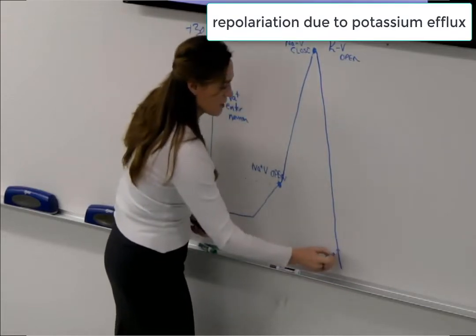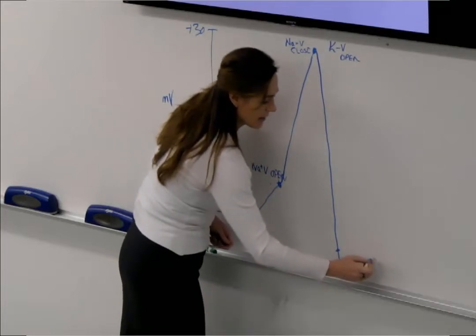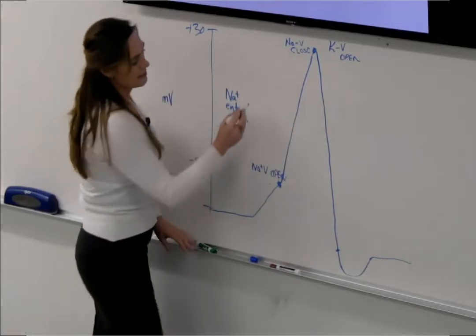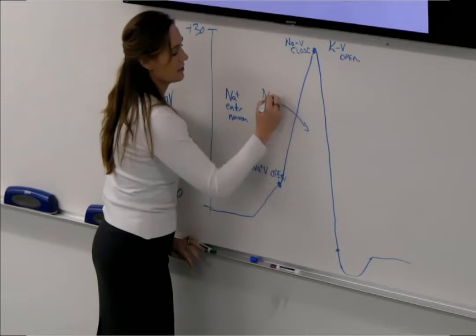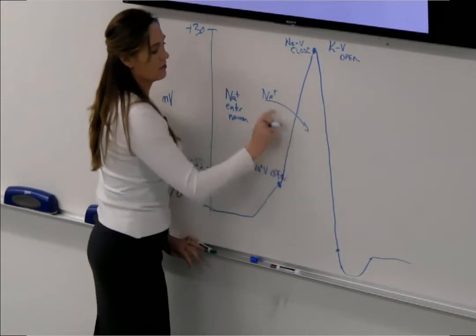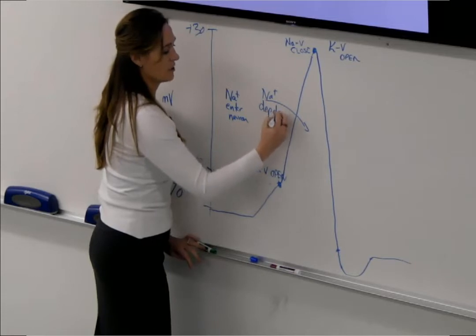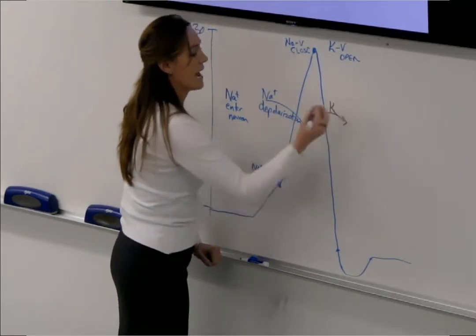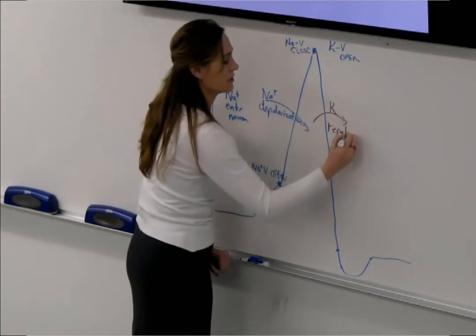We finally shut those down about here, but we go beyond it and come back up, back to minus. So during this time, we know we have sodium. I like to draw it pretending this is a cell. Sodium going in the cell is known as depolarization. And then during this phase, we have potassium leaving the cell, and this is known as repolarization.